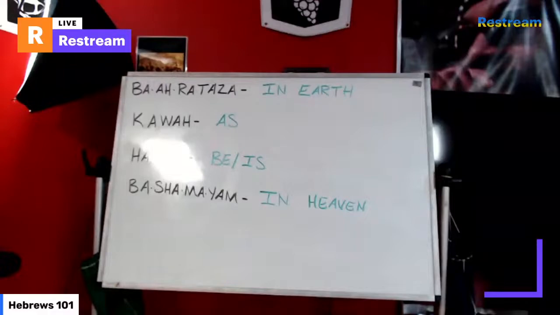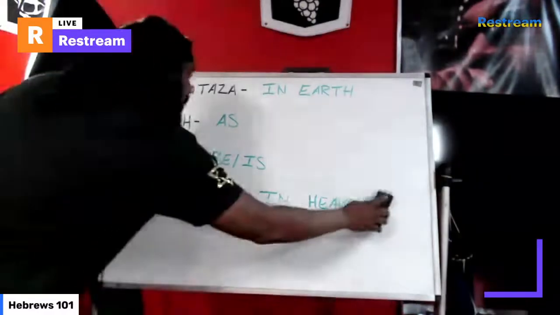All right, yellow bar brother. Okay. Let's keep it moving. Everybody have this with their notes? We have Ba'aratazah, in earth. Kawah, as. Hayah, be or is. And Bashamayim, in heaven. So, in earth as it is in heaven. All right. Everybody have it for the notes? All right. Most High in Christ. Let's keep it moving.